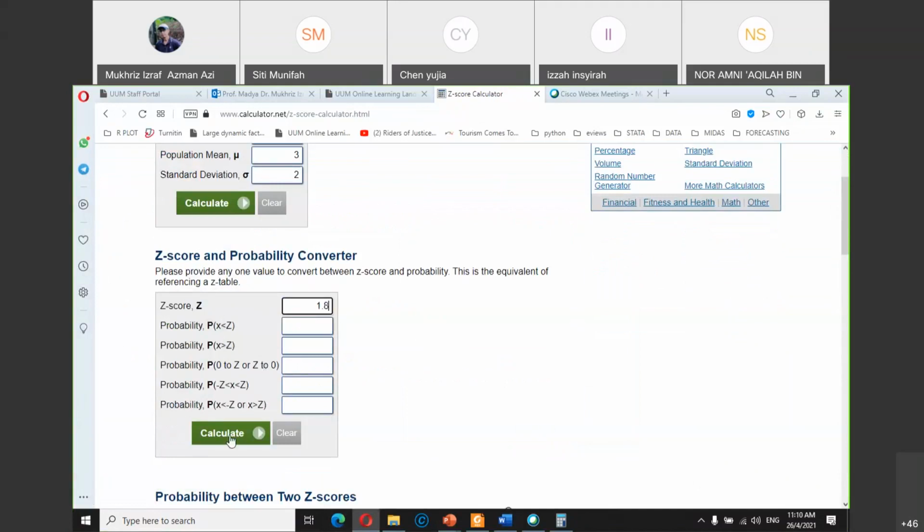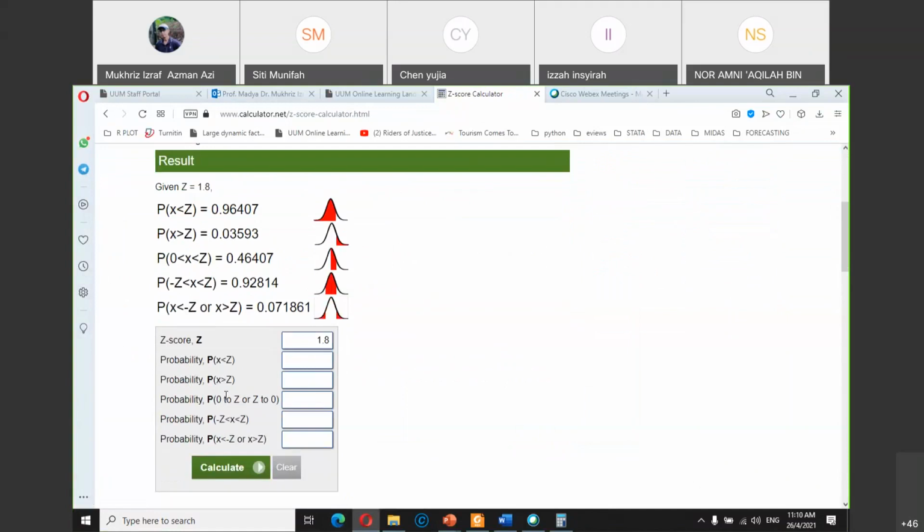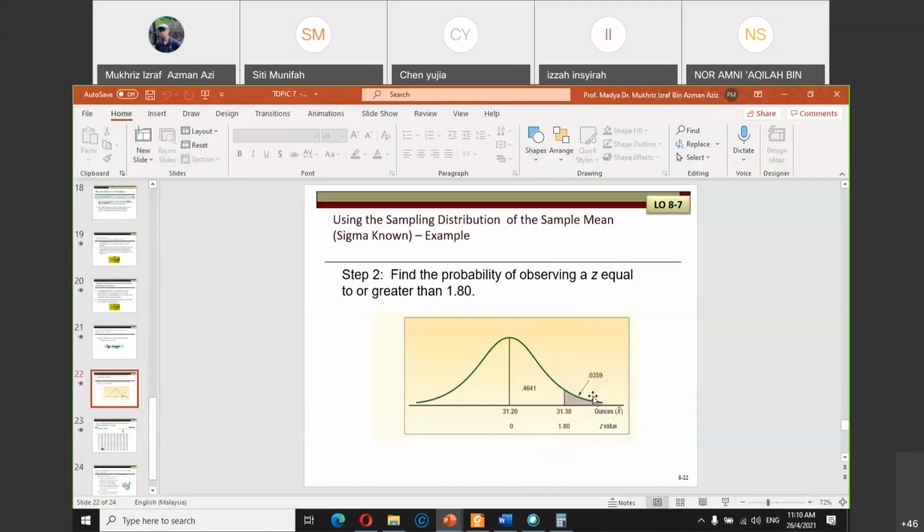Okay, and then you should be able to get P(Z > 1.8), which will be 0.0359. It should be the same here, 0.0359, the same. So that will be the solution if you want to calculate. Meaning that the way you read the table or the way you use your calculator will be the same.